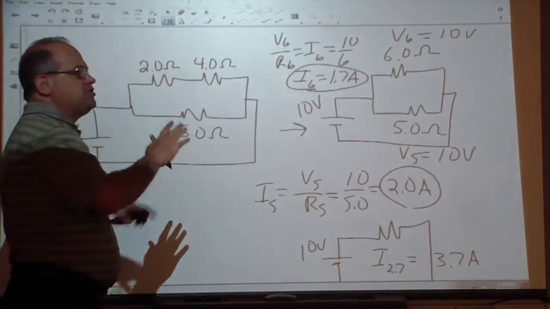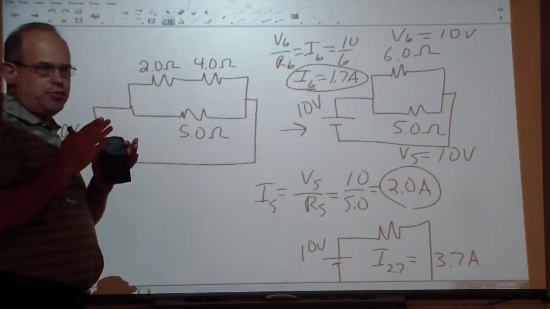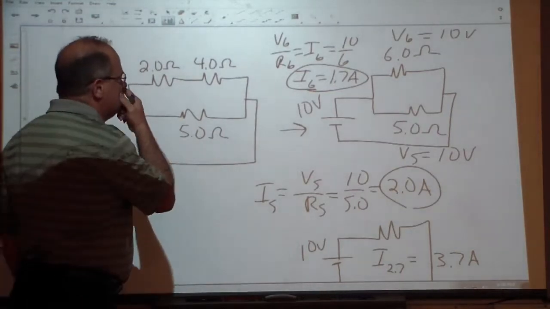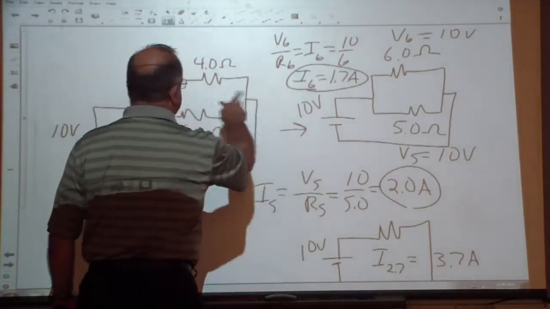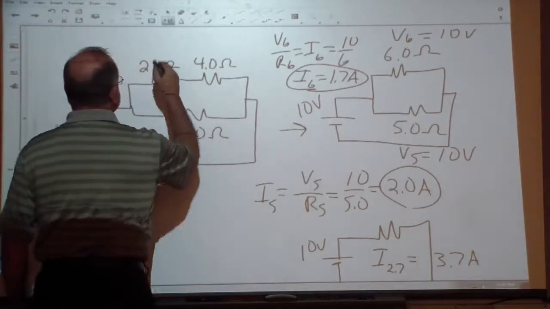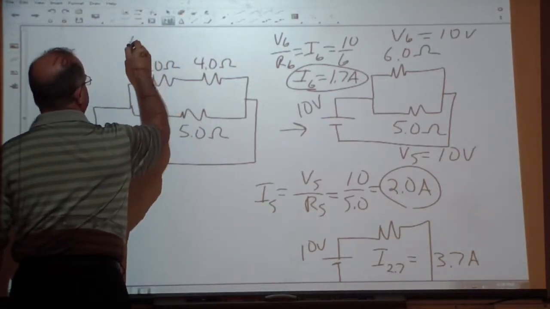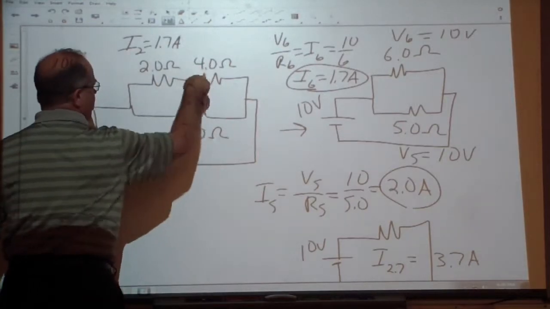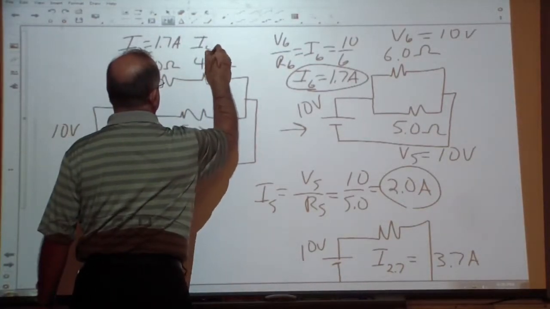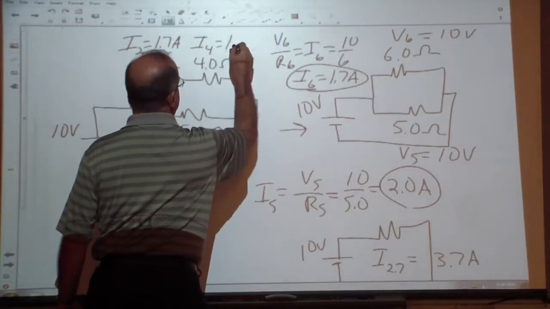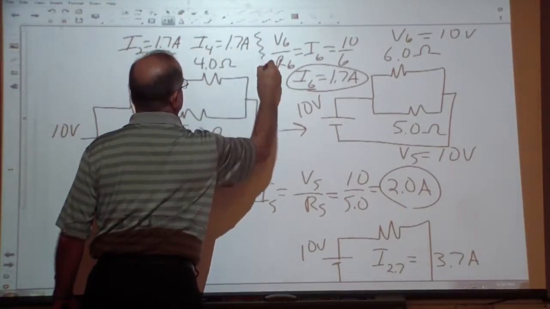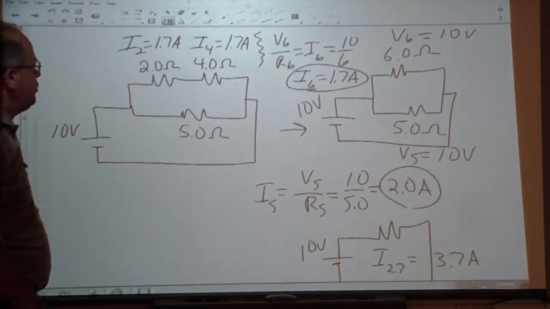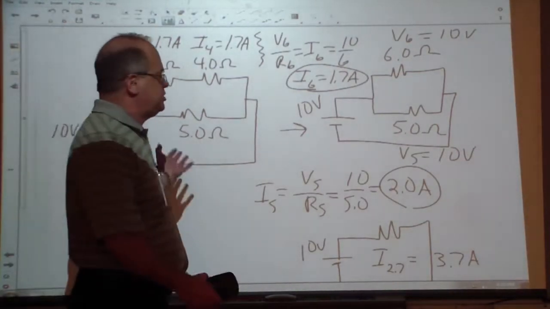And guys, what you're doing is leaving yourself tons of room so you have room to put all this stuff in and get as organized as you possibly can. All right, so both these have 1.7 amps. So I'm going to say this, I2 and I4. Everybody good? All righty.